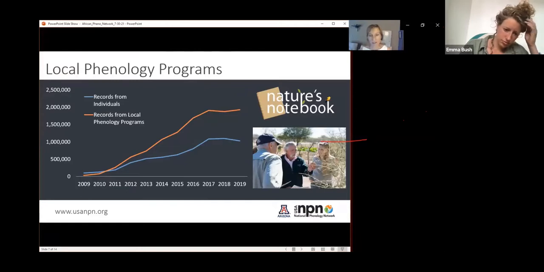And what this graph is showing is that over the years, we've seen a much greater amount of data coming in from those groups than we are seeing from just individual observers across the country.